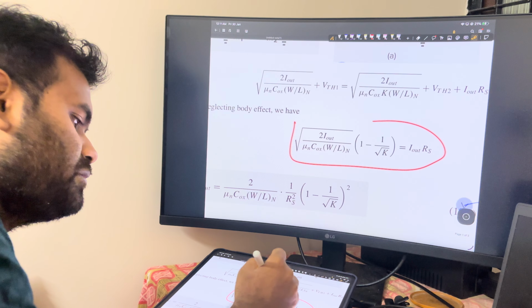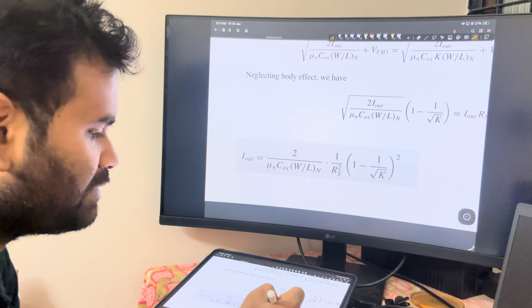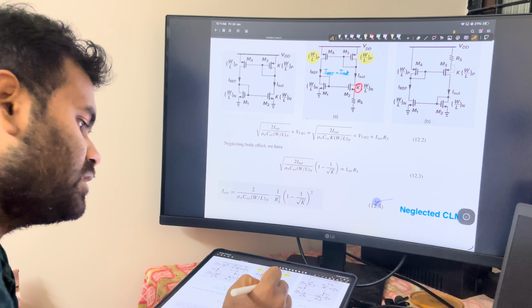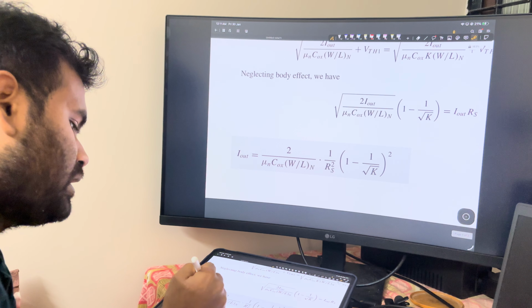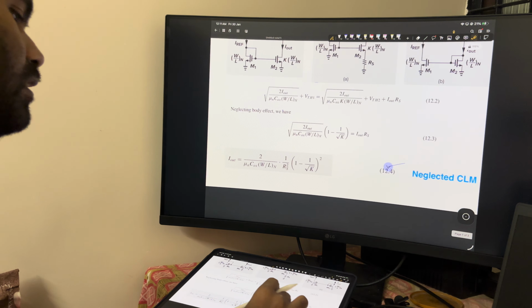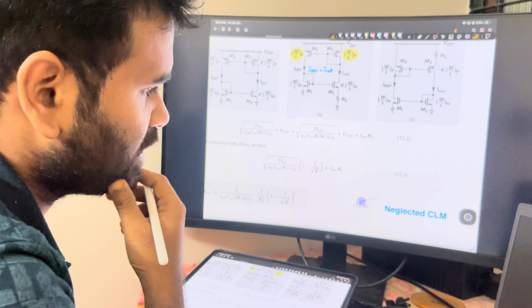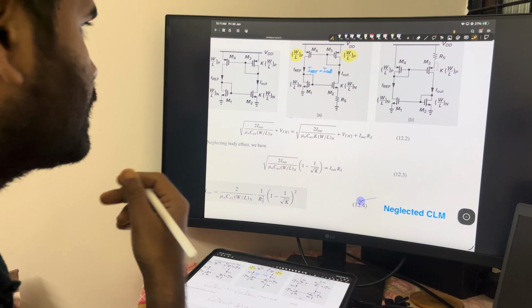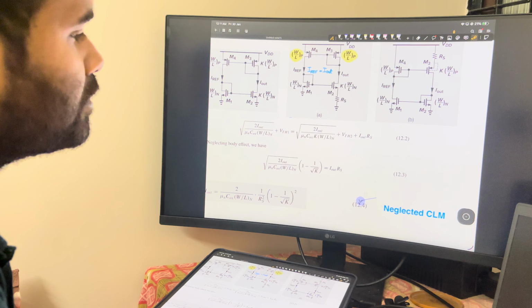Now from this we get this equation, and you can simplify it. Finally we'll have the expression for I out. Here you can see we have this factor K, and also the RS. If you tune RS, you will get a particular value of I out. Also you can play with K. Now definitely we have ignored the channel length modulation here, but in the real case there will be some variation because of VDD, but we can improve it.